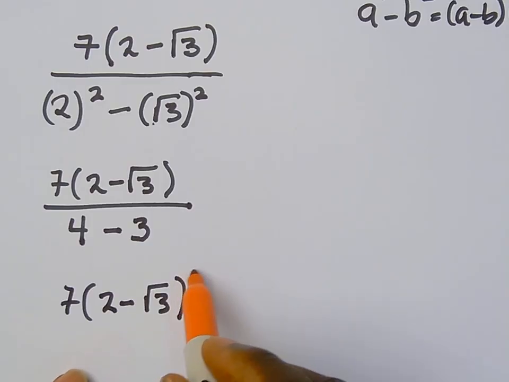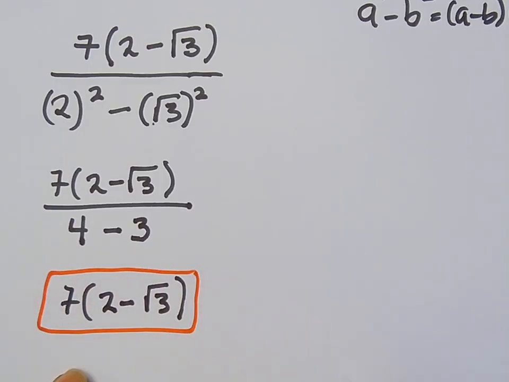Any number divided by 1 stays the same number. So you see that our denominator is now a rational number, which is 1. But in this case, we can avoid it. We can just leave it out. Okay, so that's how you do that.